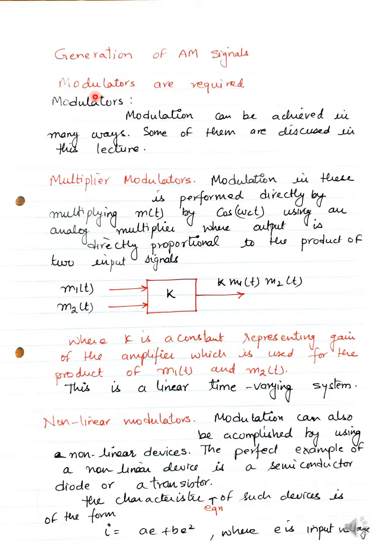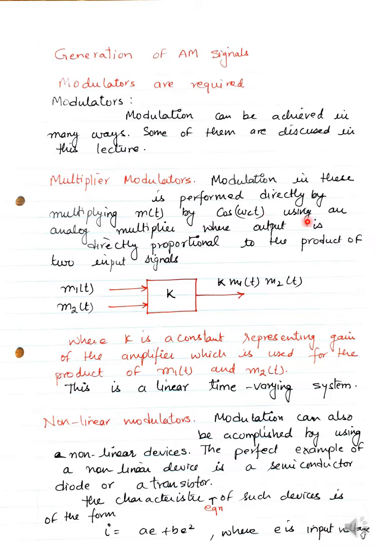For the generation of AM signals, the first thing which we require are modulators. Modulators are used for modulation, and obviously modulation can be achieved in many ways. Some of them are discussed in this lecture. First is your multiplier modulators.